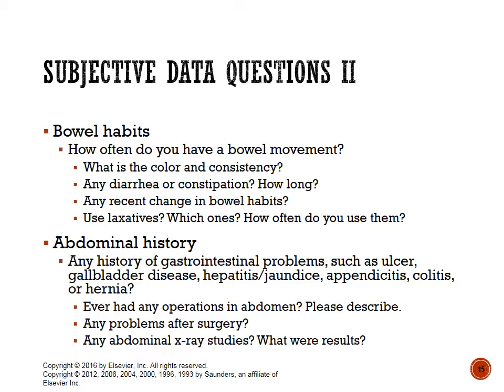We're also going to ask them about their bowel habits. We ask them when was their last bowel movement, do they have any issues with diarrhea or constipation, any changes in bowel habits, if they use laxatives. Then we're going to ask them about their abdominal history, asking about any GI problems, ulcers, gallbladder issues, liver issues, appendectomy, anything at all. Hernias, we need to know about all of those.